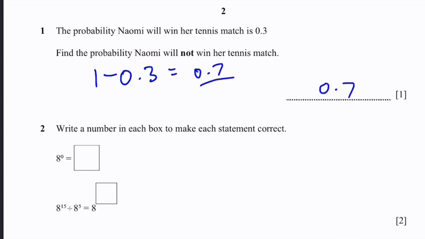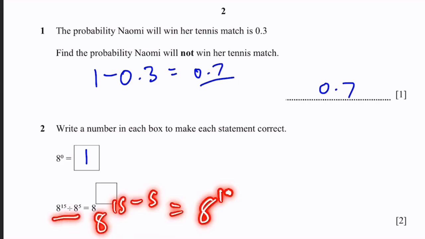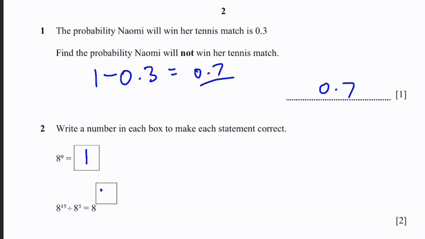2. Write a number in each box and make each statement correct. 8 to the power 0 is 1. 8 to the power 15 divided by 8 to the power 5. When we divide, we subtract the powers. So 8 to the power 15 minus 5, 8 to the power 10. Note that the bases are the same, that's why we are subtracting.